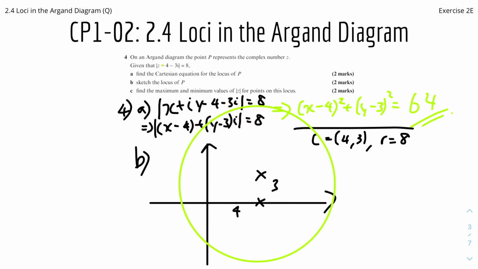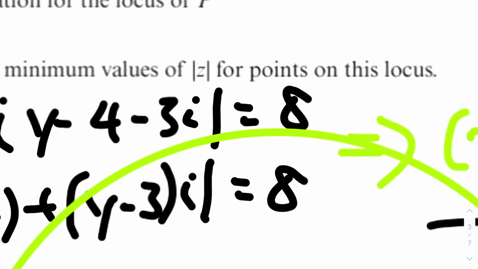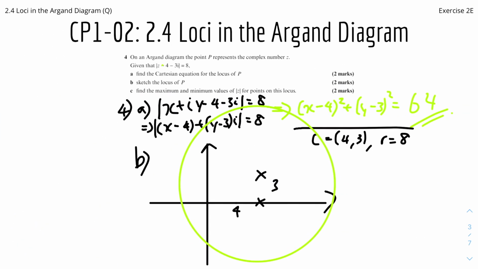So part C, find the maximum and minimum values of the modulus of z for the point of this locus. So remember that the minimum value for the modulus of z is basically the distance from the origin to the center minus the radius. And for the maximum value of the modulus of z, it will be the distance from the origin to the center of a circle plus the radius.